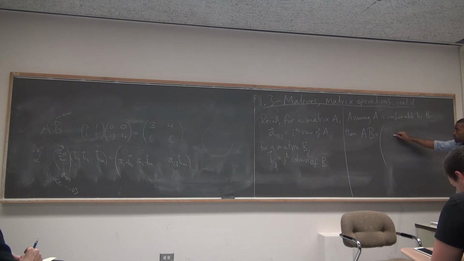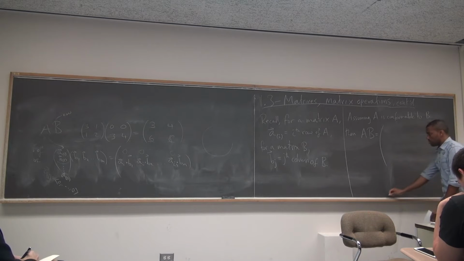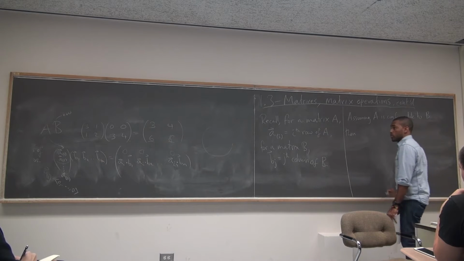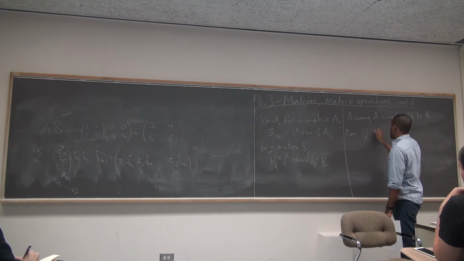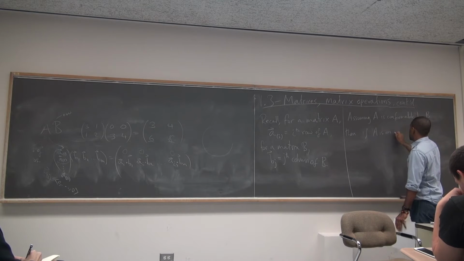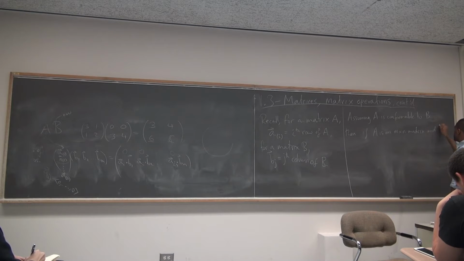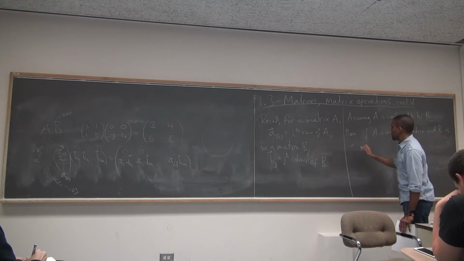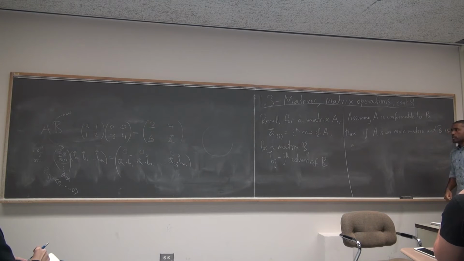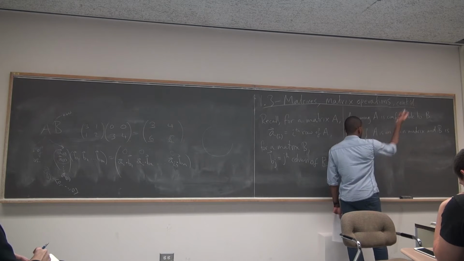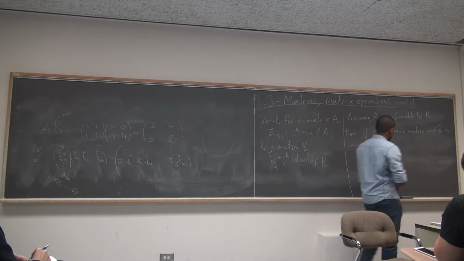Remember, the first row of A determines the first row of the result. So let me put some sizes to these first. If A is an m by n matrix, and B is a, what size matrix would B have to have? N by something else, right? The other part doesn't matter. N by p, or n by r matrix.